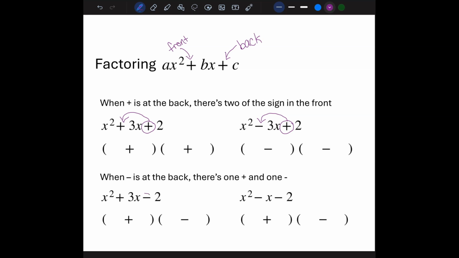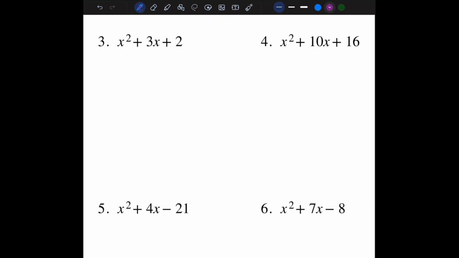When there's a minus at the back, it does not matter what's at the front. You can have a plus at the front, that's fine. You're still going to have one parenthesis set that has a plus and one that has a minus. Same thing here. I see there's a minus at the back. I don't need to know what's up front. I'm automatically going to have a positive and a negative.